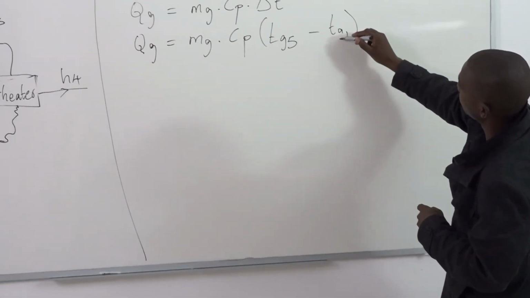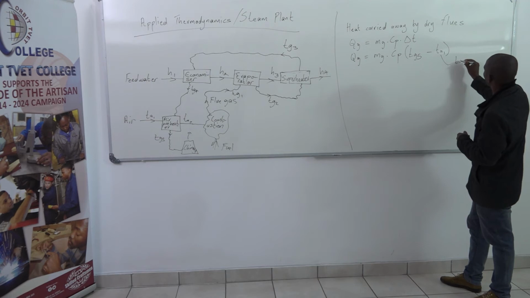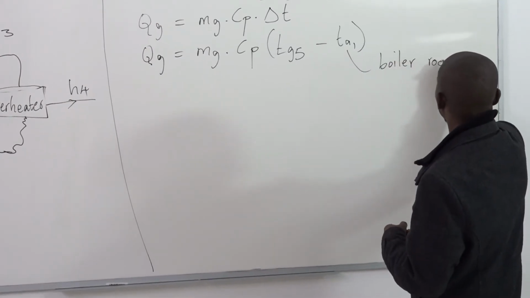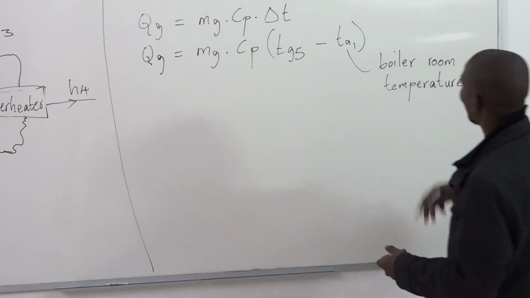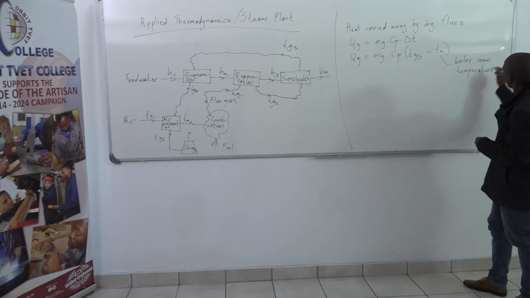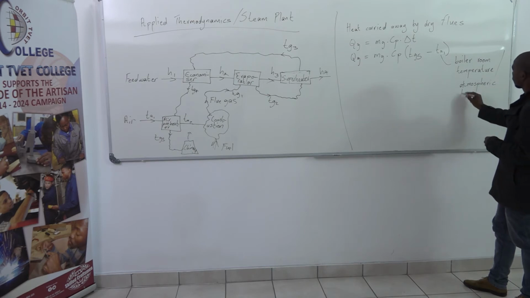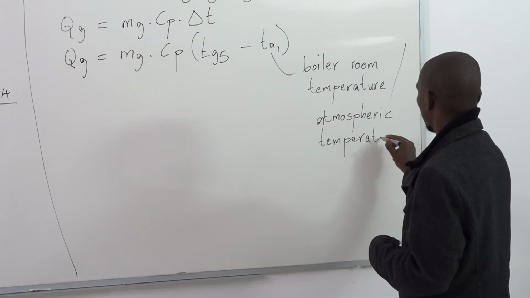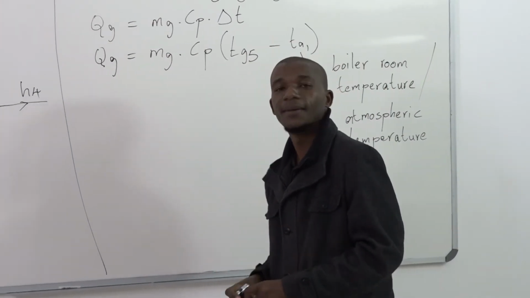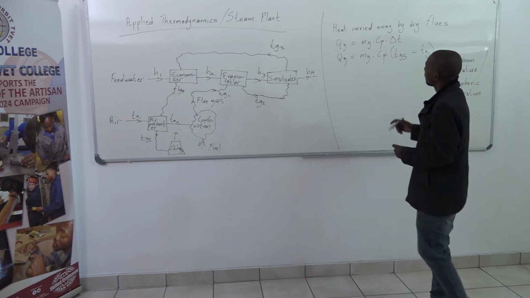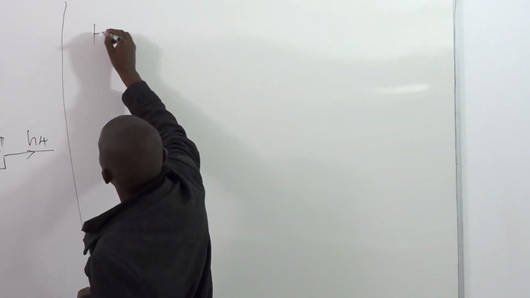In most questions, they refer to this initial temperature of the dry flue gases as the boiler room temperature. Let's say this is the boiler room temperature, or the atmospheric temperature. Boiler room temperature or atmospheric temperature. And that's the equation for the heat carried away by the dry flue gases. Another equation would be the heat carried away by the moisture, the combustion moisture. The next equation is the heat carried away by the combustion moisture.